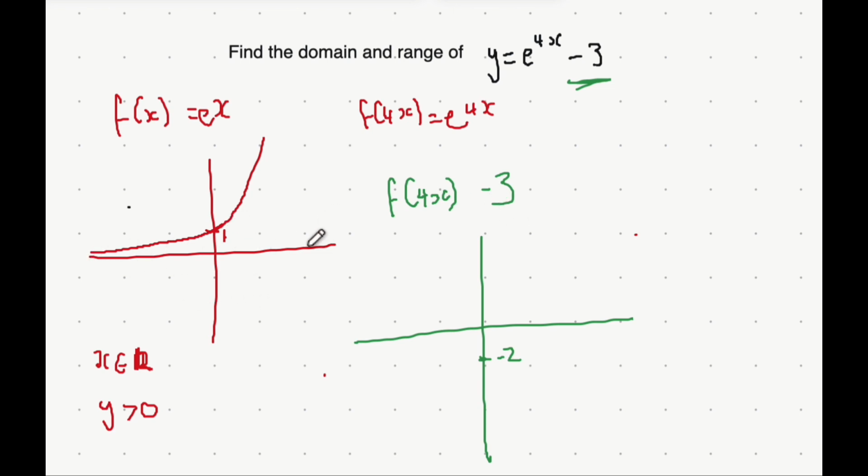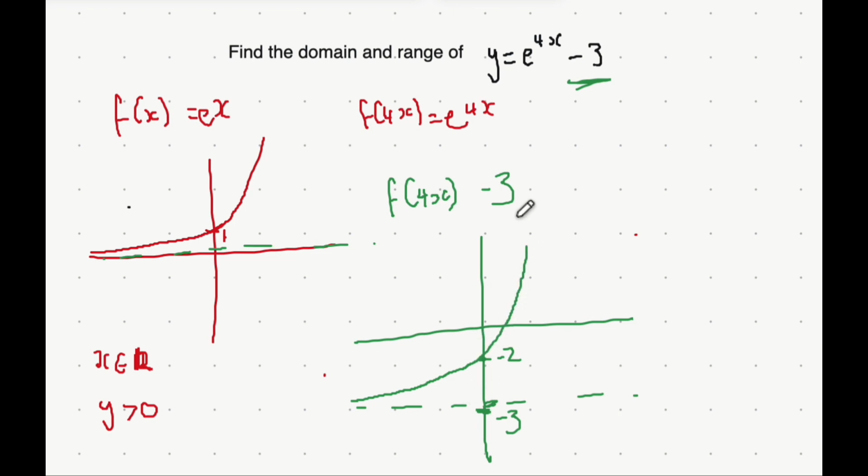That includes the asymptote as well. So normally the asymptote's at y equals 0, but because we're taking away 3, the asymptote's now going to be at y equals minus 3. So pretty much the same shape, but it's just everything has gone down 3 units.